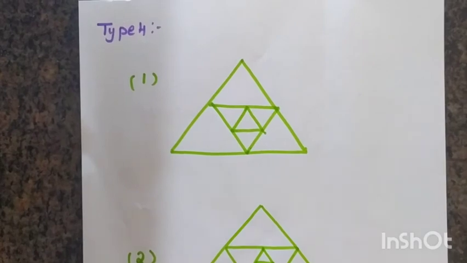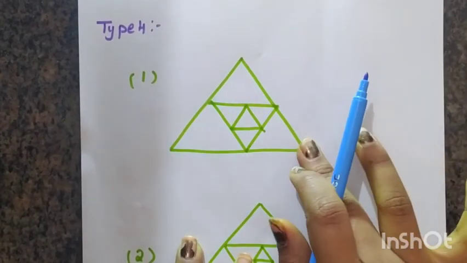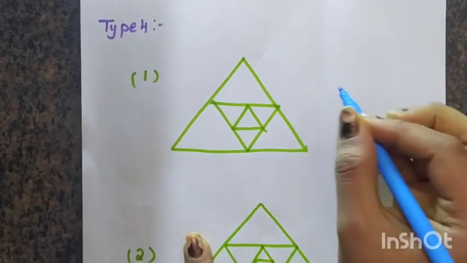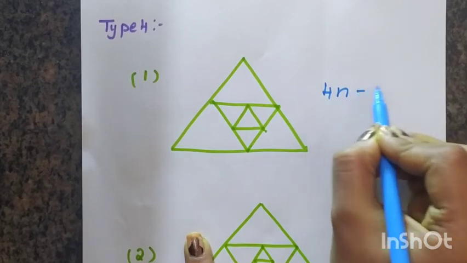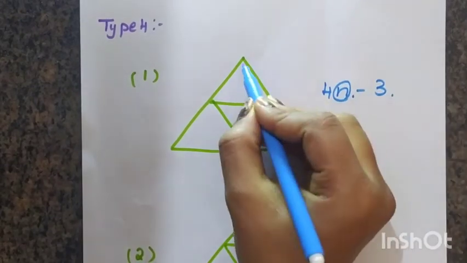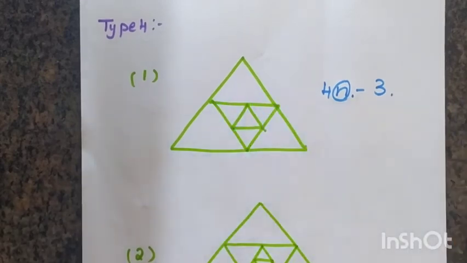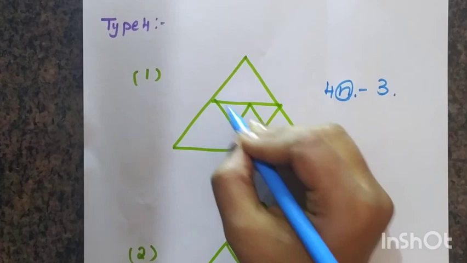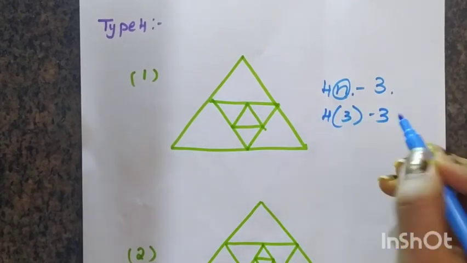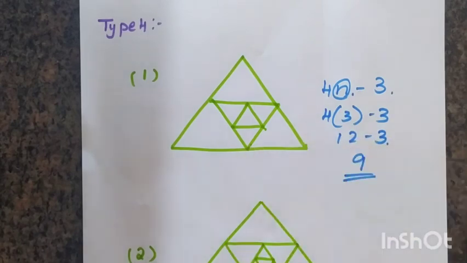This is type 4, okay. In type 4, if you have these kind of problems, you are supposed to apply a formula. That is 4n minus 3. What is n? The number of triangles. This first triangle, this is the second triangle, this is the third. The number of bigger triangles, okay. The first, second and the third. So 4 into 3 minus 3. 4 threes are 12. We have 12 minus 3, which becomes 9. So hence you have 9 triangles here.